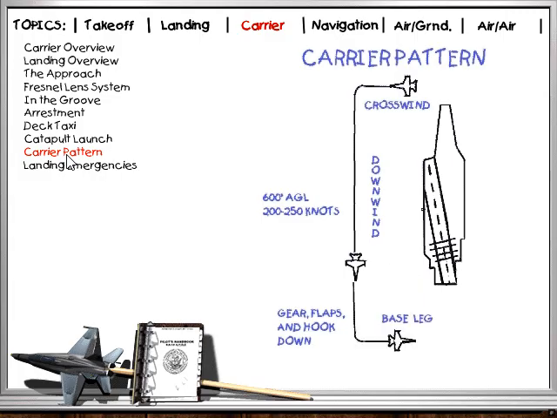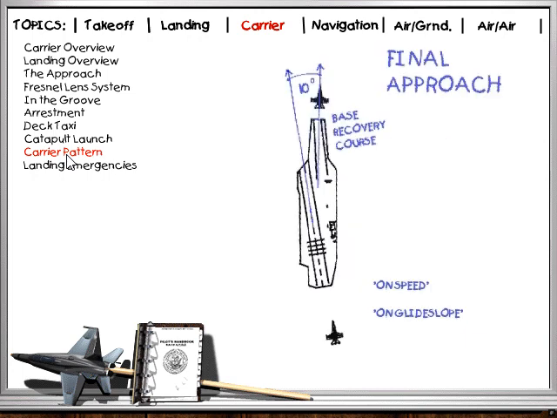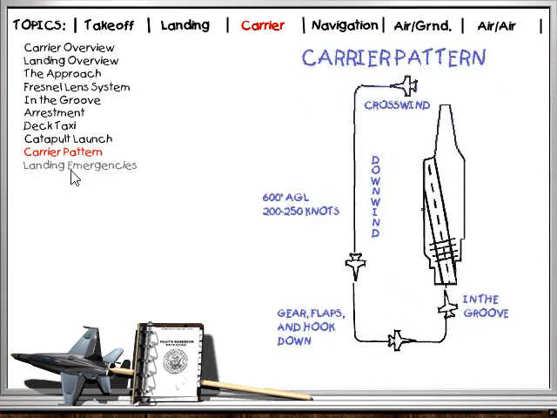Fly the downwind heading at 600 feet for 20 seconds, slowing to on speed. Then start your crosswind turn into the groove. Descent rate should be approximately 100 feet per minute. Remember, your heading in the groove will be 10 degrees left of the base recovery course. As your turn approaches the 90-degree position, the aircraft should be about 450 feet.